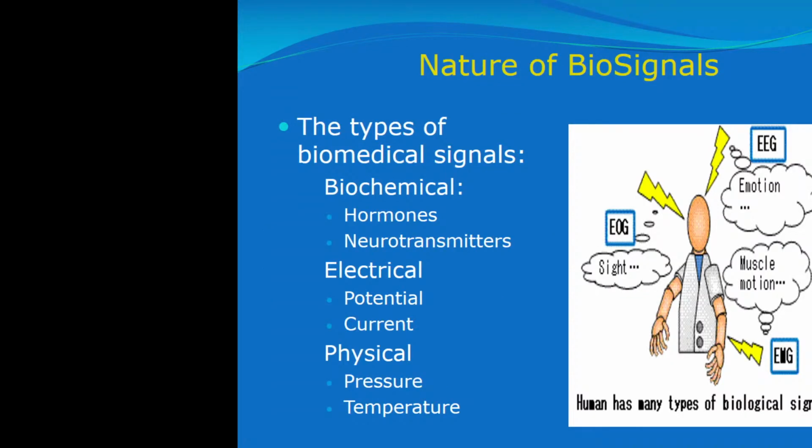There are different types of biomedical signals. There are a lot of different natures of biological signals, such as biochemical signals, different levels of hormones, neurotransmitters, electrical type of signals, different potentials, and current, and physical signals. Examples are pressure or temperature. So humans have many types of biological signals.